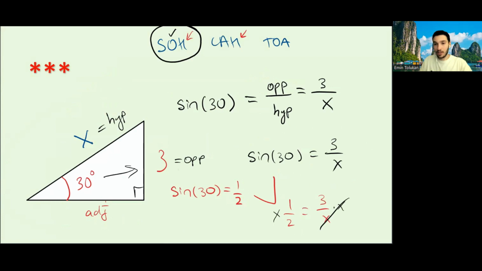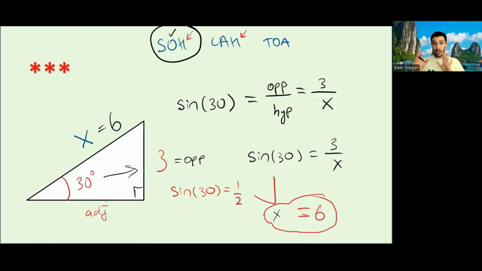X will cancel here, and you will get 1/2 x is equal to 3. Multiply both sides by 2. This will cancel out, and what you get is x is equal to 3 times 2, or just 6. Oh yeah, x is equal to 6. So this is my hypotenuse, this is equal to 6.